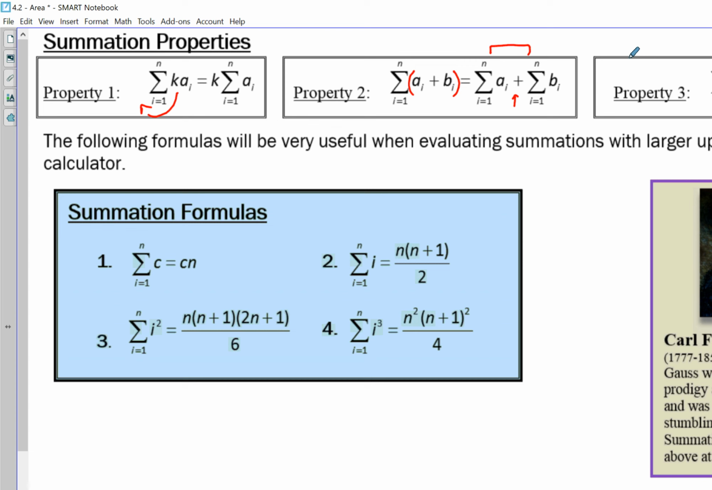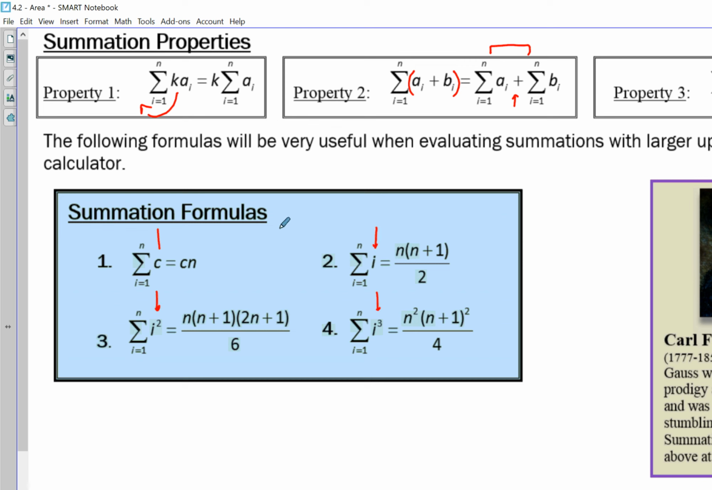Now, the summation formulas that you see here in the blue box are the ones that really tend to make our job a little easier, especially when we have a pretty wide range of values for i in this case. So we have the various summation formulas for the constant, for the value i to the first, i squared, and i cubed. These are the four most popular.